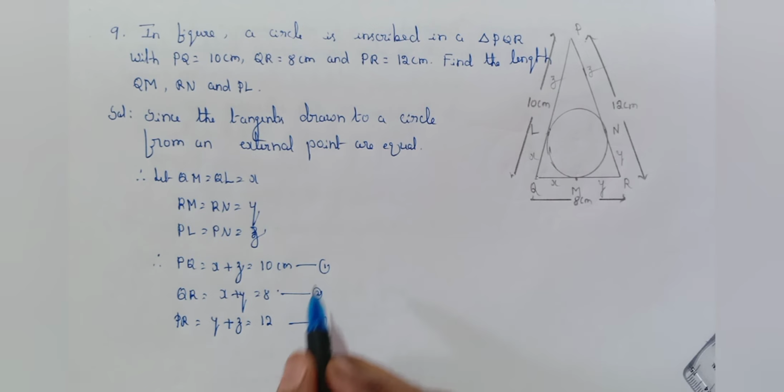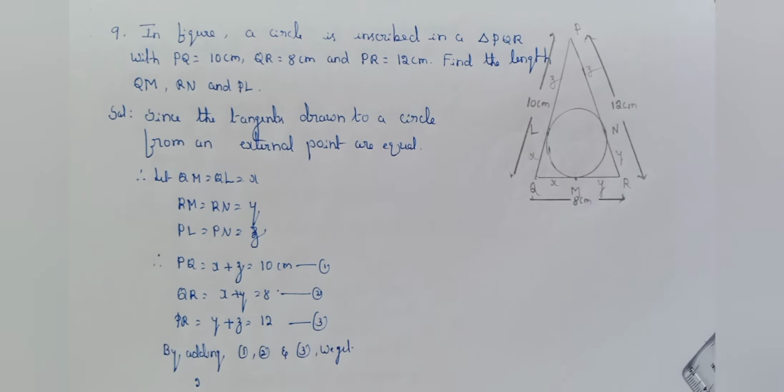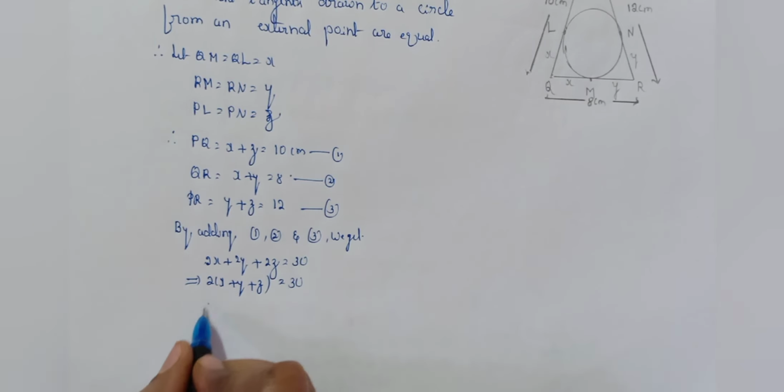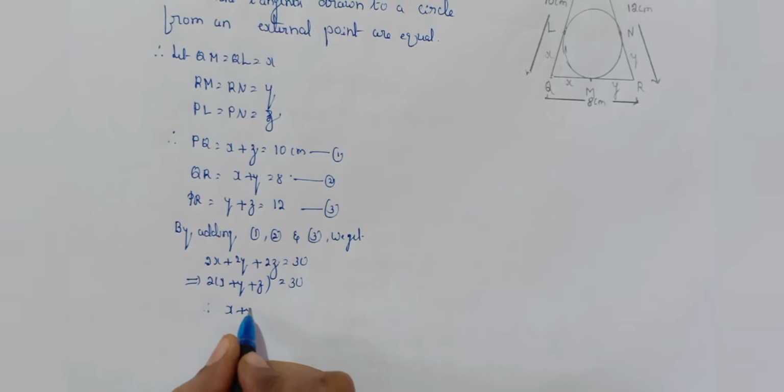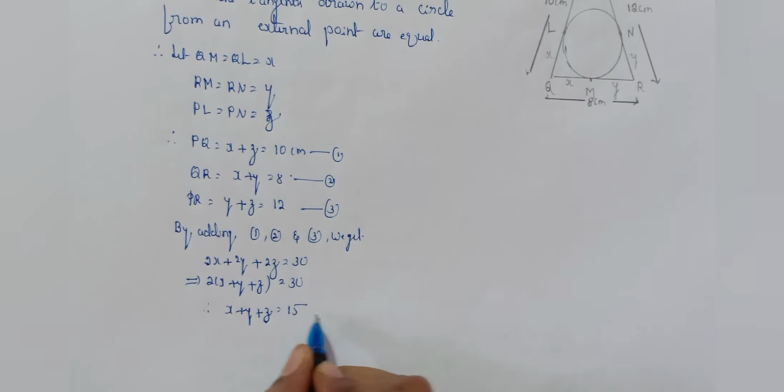Now add equations 1, 2 and 3. We get 2x plus 2y plus 2z is equal to 30. Take 2 common factor: x plus y plus z is equal to 30. Therefore, x plus y plus z is equal to 15. Consider this as equation 4.